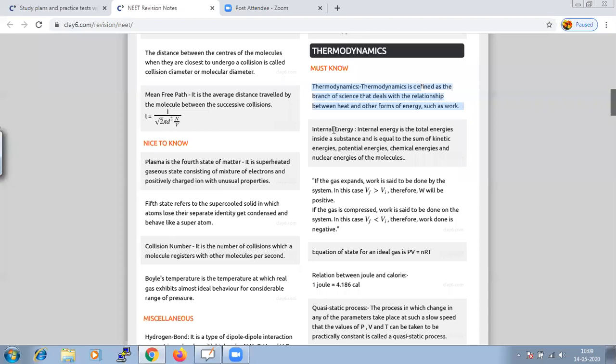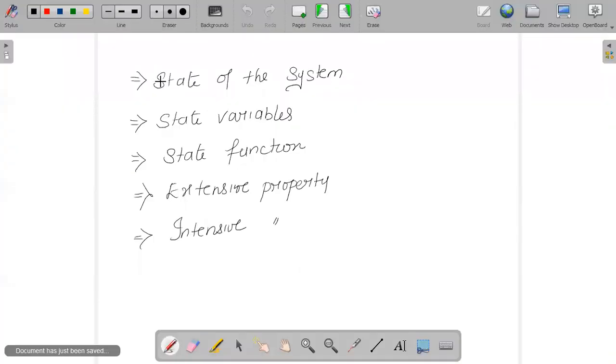So the first thing we should know is the state of the system. What do we say is the state of the system? The state of the system is nothing but the condition of the system which is being described in terms of certain observable properties, that is, which we are able to observe.